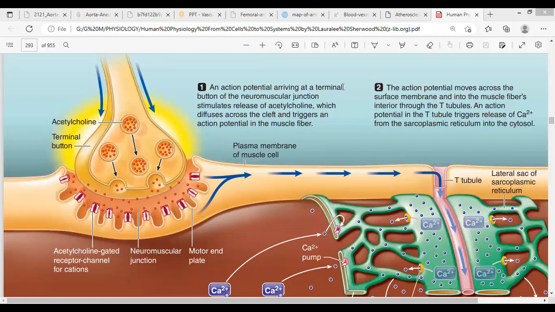Anyone? Contraction of a muscle. What are the events?